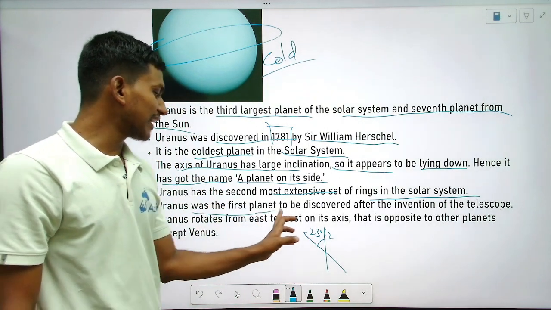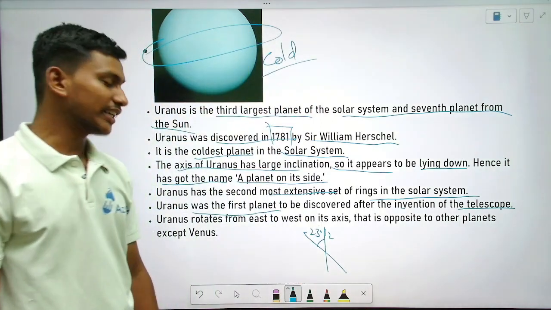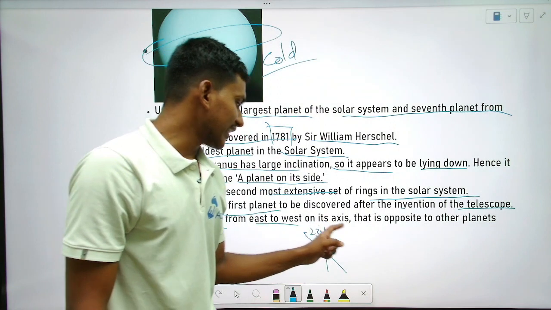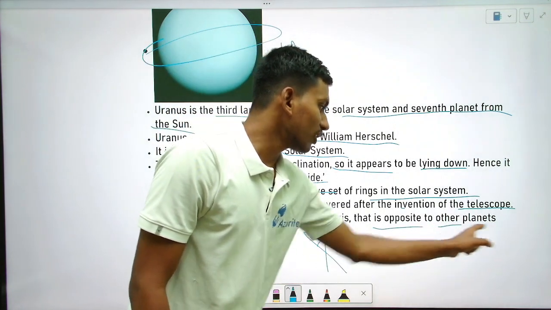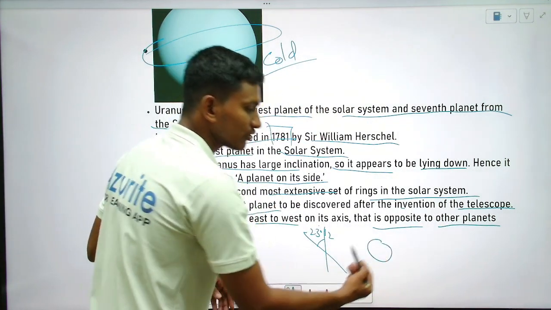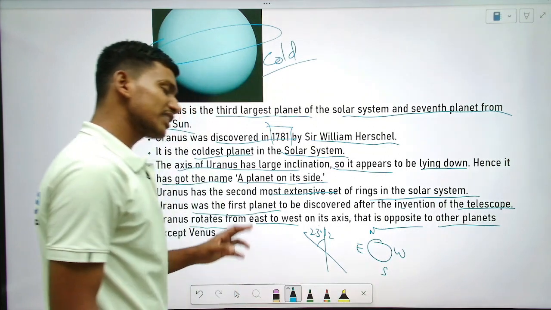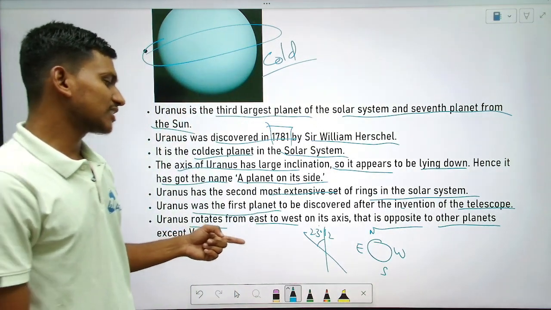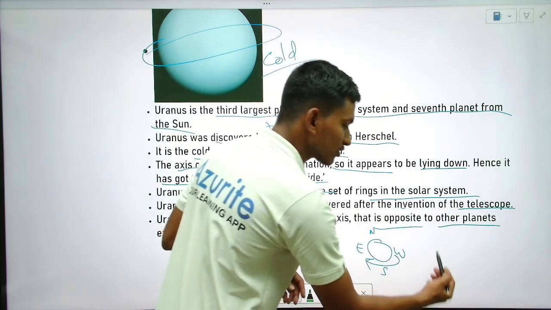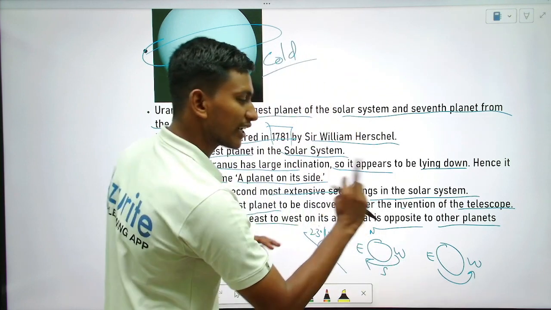Uranus was the first planet to be discovered after the invention of the telescope. Uranus rotates from east to west on its axis, which is opposite to other planets. So our earth rotates: this is east, this is west, this is north, this is south. How does our earth rotate? It rotates from west to east, but Uranus rotates east to west. It rotates opposite around itself.